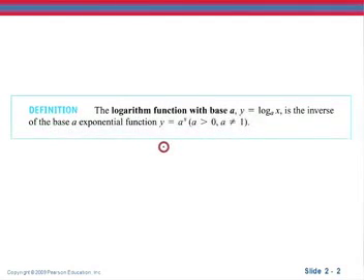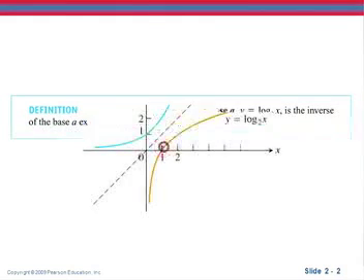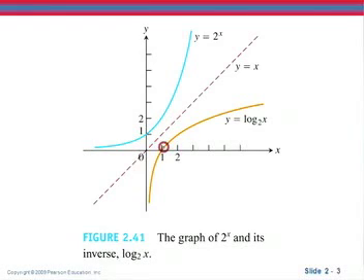In other words, if you switch the x's and y's for your exponential function, you will have your logarithmic function. Here are some examples. We have y equals 2 to the x and y equals log base 2 of x. You'll notice the properties of inverses. Here we have the point (1, 0). Here we have the point (0, 1). Here we have the point (4, 2). Here we have the point (2, 4). So your x's and y's just switch themselves, and you'll notice that it is symmetrical about the line y equals x.